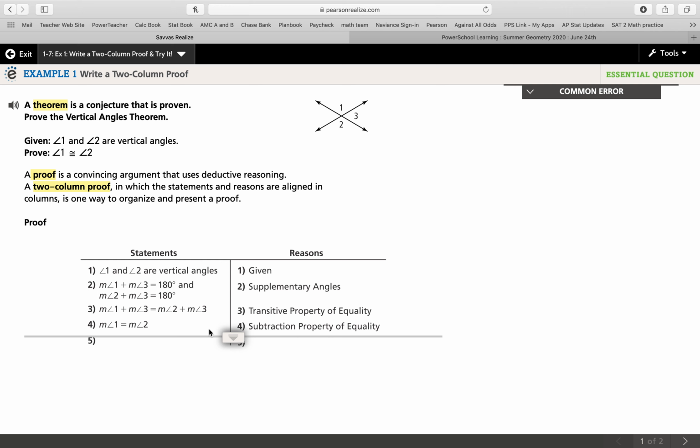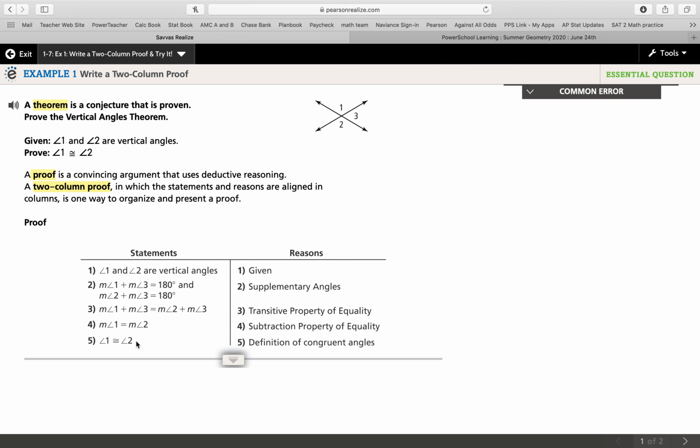Now at this point, you might say, oh, we're done. No, we're not. This statement says the measure of angle 1 is equal to the measure of angle 2. But we're trying to prove that angle 1 is congruent to angle 2. So our last step, your last step should always be what you're trying to prove, which is angle 1 is congruent to angle 2. And the reason why we can go from step 4 to step 5 is because of the definition of congruent angles, right? So because they're equal, they must be congruent. And that's just the definition of congruent angles. Okay. So this is your first little proof that you have seen. It's a two-column proof where you have your statements over here and your reasons for all of your statements over here.